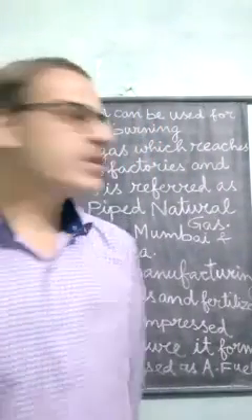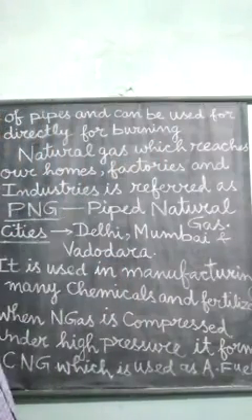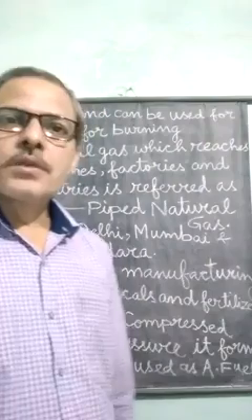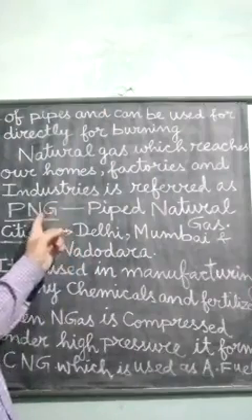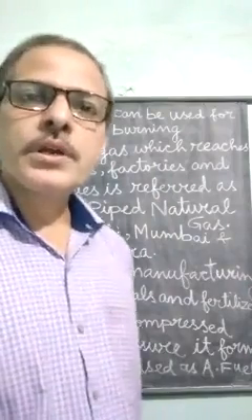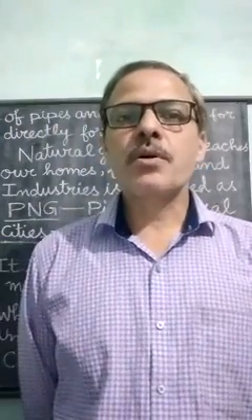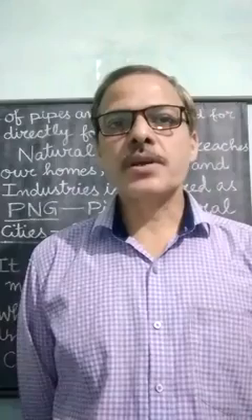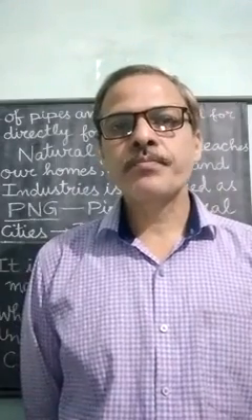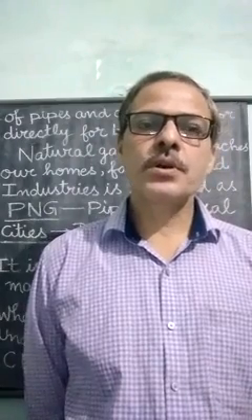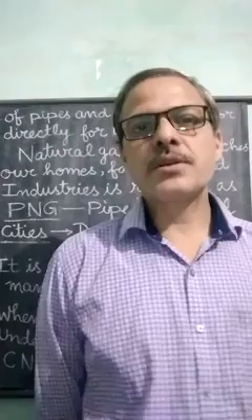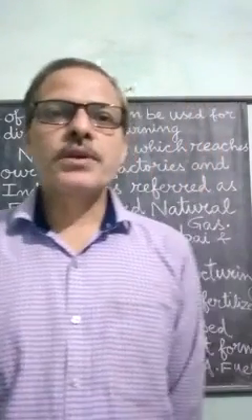Besides this, natural gas which reaches our homes, factories and industries is referred to as PNG. So the natural gas which is extracted from the oil wells during the extraction of crude oil and petroleum can be distributed through pipes and it reaches our homes for use as a domestic fuel, and also reaches various factories and industries where it is used in different works.